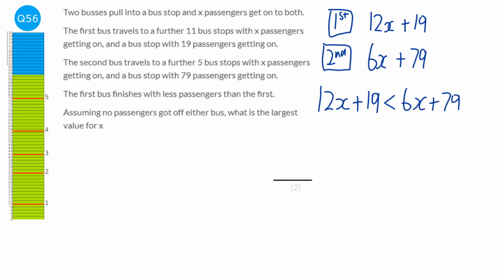Now all we need to do is solve that inequality, and we've got x on both sides, so we look at the x's. We've got 12x and 6x, so we always take away the smaller amount, so we're going to take away the 6x both sides.